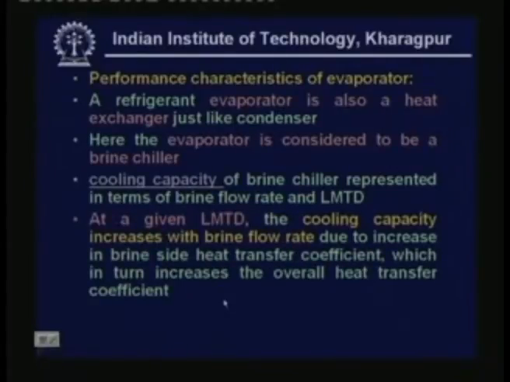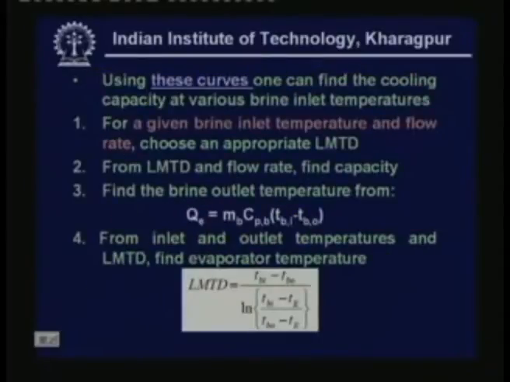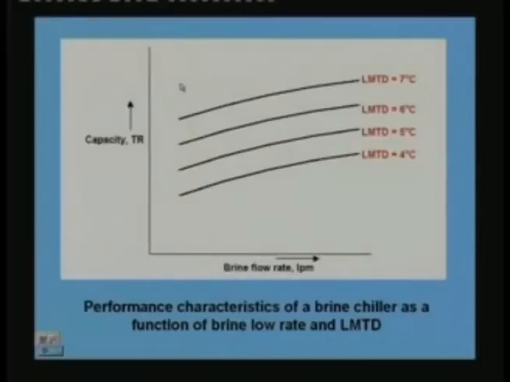As I said, at a given LMTD, the cooling capacity increases with brine flow rate due to increase in brine side heat transfer coefficient, which in turn increases the overall heat transfer coefficient. Using these curves, one can find the cooling capacity at various brine inlet temperatures. How do you find that? For a given brine inlet temperature and flow rate, choose an appropriate LMTD. Let me explain with the help of the curves.